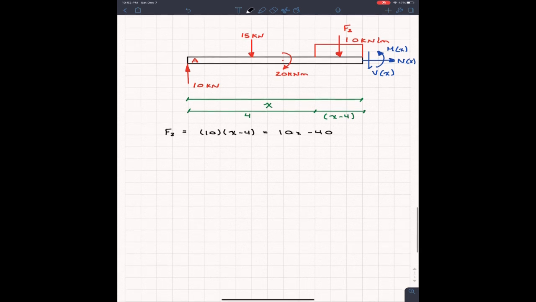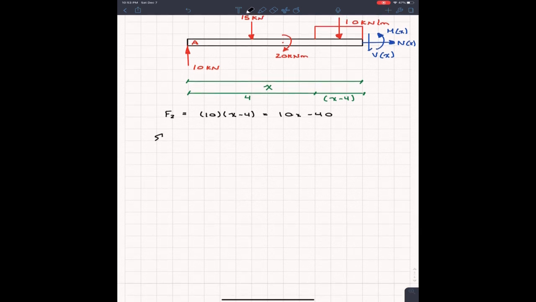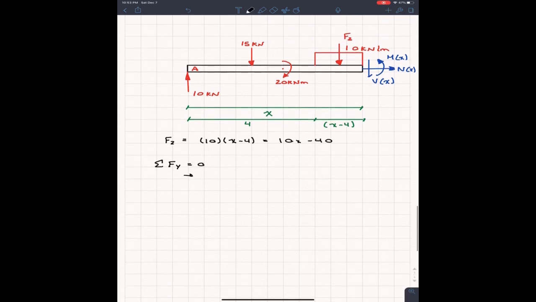So now what we can do is equilibrium, and we'll go sum of the forces in y is equal to 0. When we do that, we just go left to right. We have 10 kilonewtons going up. We have 15 kilonewtons going downwards. And then we have F2 also going downwards. So we're going to go minus, and then 10x minus 40.